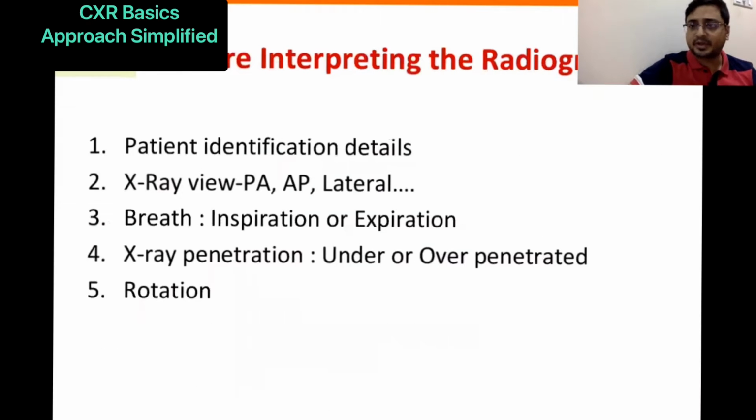Before interpreting any radiograph, there are a few important aspects. The first must is patient identification, because this is one of the most important. Second is the different types of X-ray view, whether it's a PA, posteroanterior, or AP, or lateral, or any decubitus view. Then the breath, whether it's an inspiratory film or an expiratory film. Then the X-ray penetration, whether it's under penetrated or over penetrated, and whether the positioning has been done properly, whether there was any rotation or not. And after the basics are done, we go on to diagnose different types of disorders.